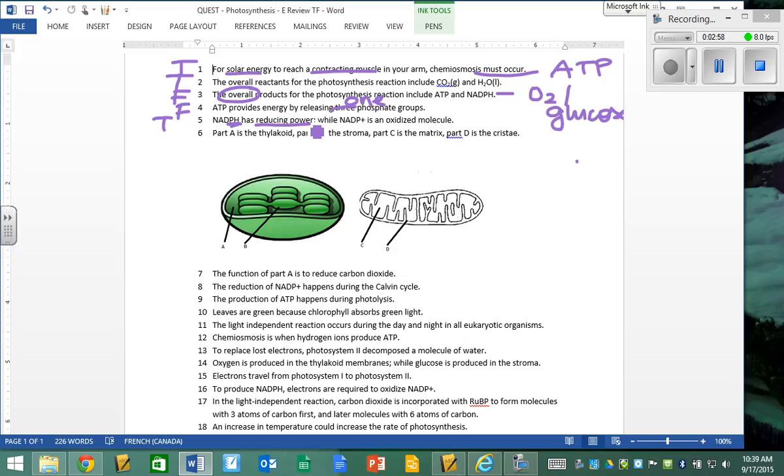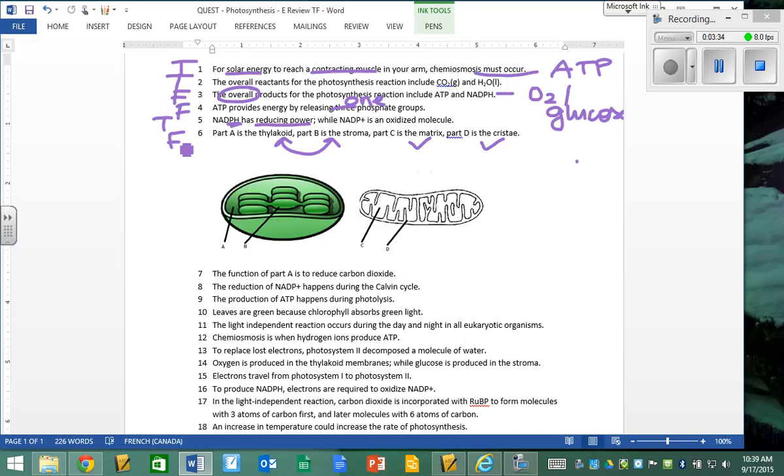Now 6 is asking you about the diagram. These 2 are opposite. On the picture, A is not the thylakoid. A is the stroma. And on the picture, B is not the stroma. It is the thylakoid. On the picture over here, C is the matrix and D is the cristae. But the first part is mixed up, so that would be false. You can see that I specifically put a picture of a chloroplast and a mitochondria. That would be something that I would probably use on a quiz, is a picture.